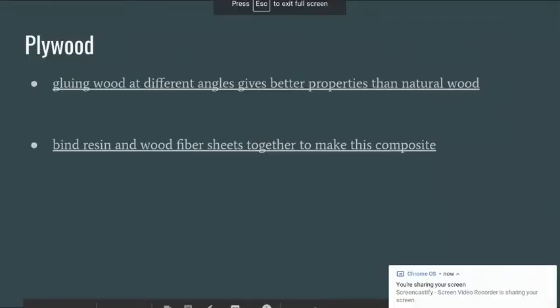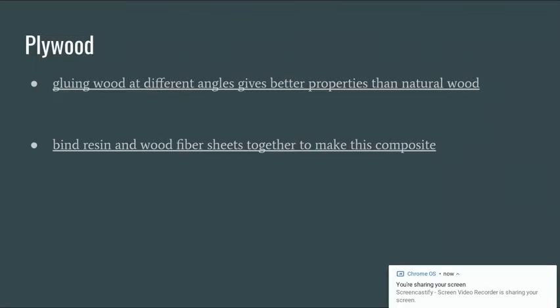The next type of composite that really is very popular that came probably in the next time period would be plywood. You probably heard about this, and this is why we talked about wood first in the last chapter, so then we could talk about plywood. So plywood is really just wood glued at different angles, giving better properties than, say, a natural wood that you would take off a tree and just cut to sell at Home Depot.